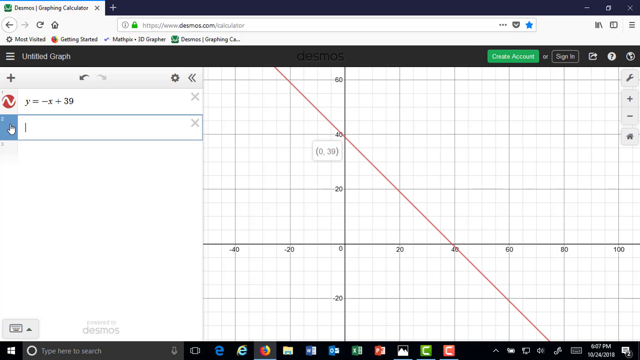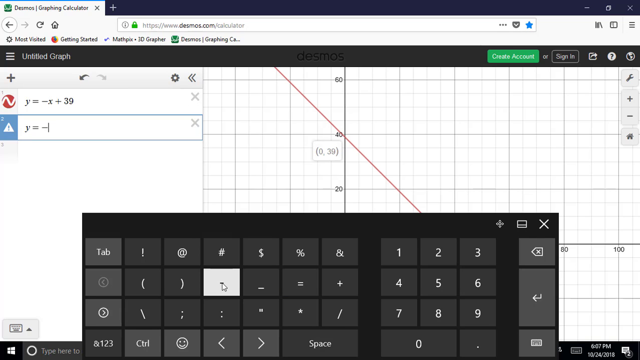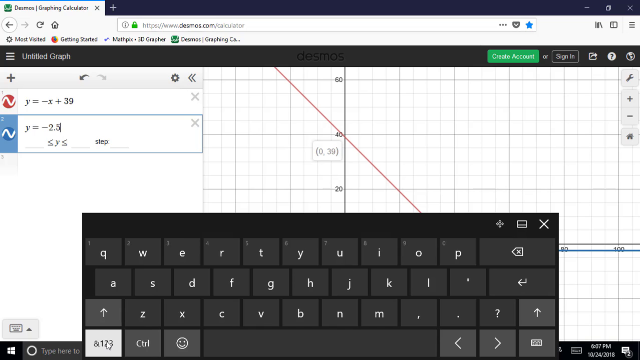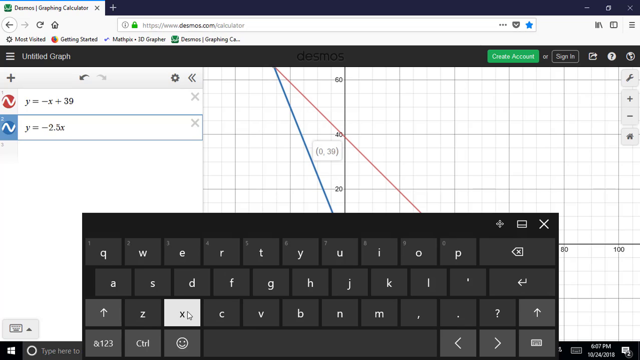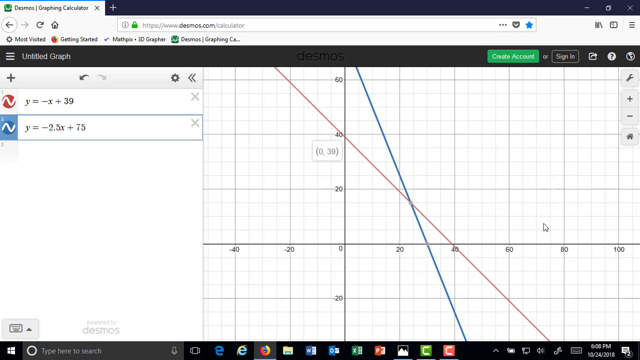Okay. And I know that this one was y equals minus, well, we can put 2.5 if we want. Makes it easier. Well, it was 2.5x, right? And then it was plus what? That's the second line. So you have to know what the line is. Remember, we saw before. Isn't that y equals 5 over 2 x? That's what I got, plus 75. Okay. There. So now we have blue line and red line.